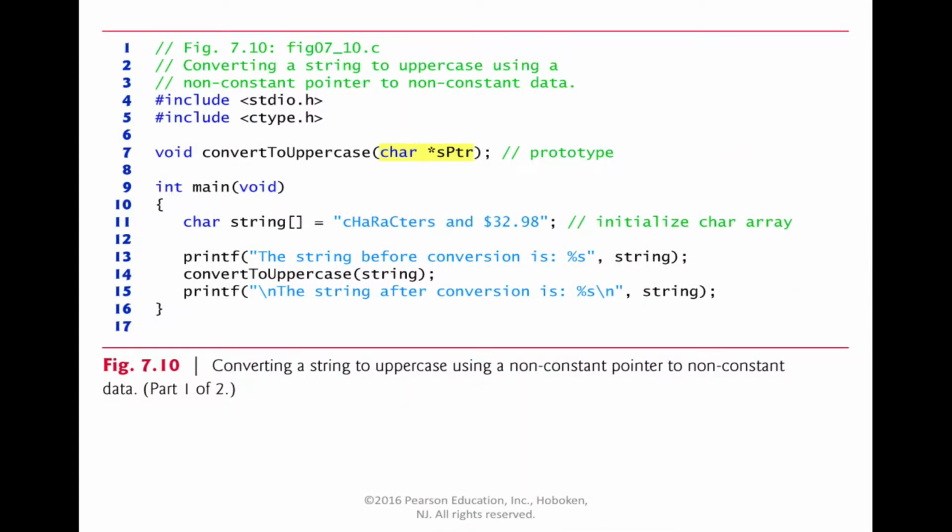So we have our prototype. It is void, it's called convertToUppercase, and it uses a pointer to a character. We have a character array called string, initialized with characters and $32.98. We print out that string before the conversion, then we convert it to uppercase, and then we print out the string after.